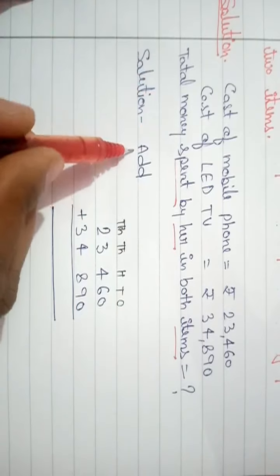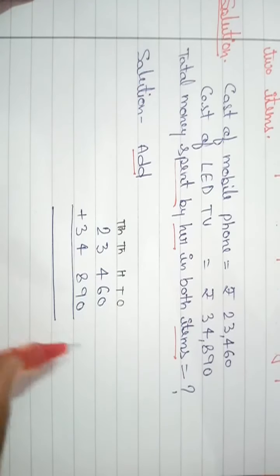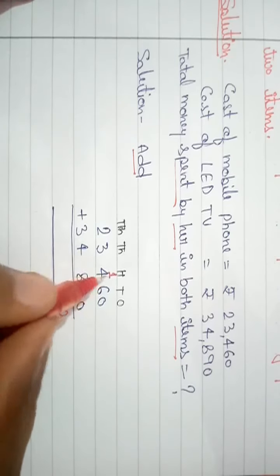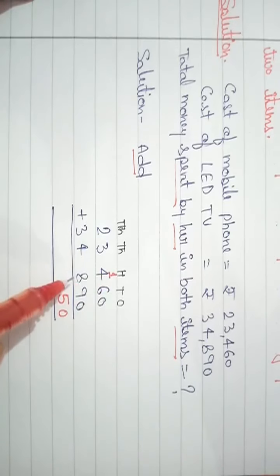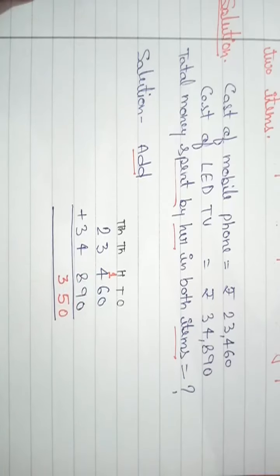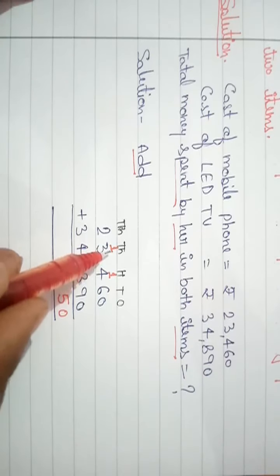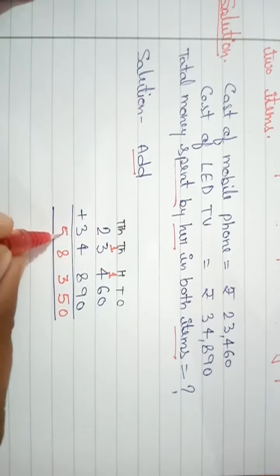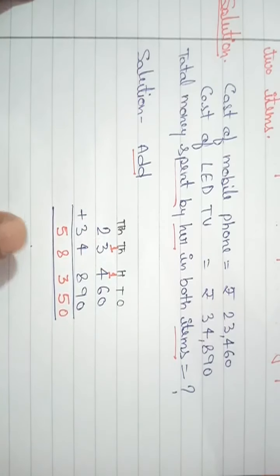Now solution: add these numbers. So 0, 0, 0, 9 and 6, 15. We will carry 1 to the 100 place. 8 and 4, 12 and 1, 13. Carry 1 to the 1000 place. Now 4 and 3, 7 and 1, 8. Now 2 and 3, 5. So this is the total money spent by her in both items.